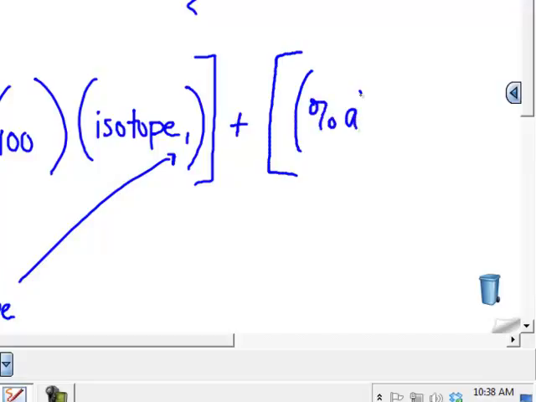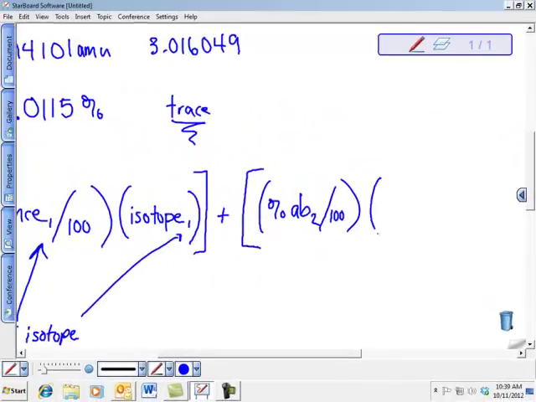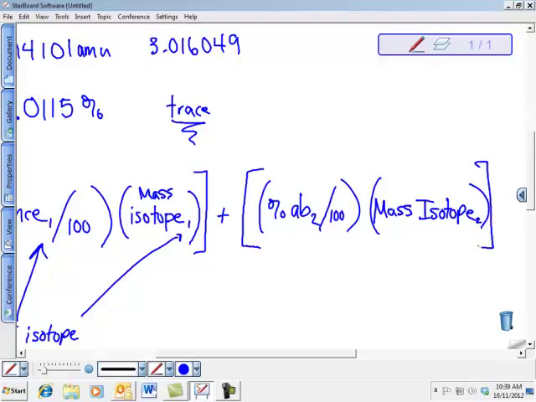So I'm going to start abbreviating percent abundance 2 divided by 100 to change it to a decimal. And then you multiply it by the mass of the isotope. Oh, I didn't put mass here. The mass of isotope 2. There you go. And you do that for each isotope as many times as you need.